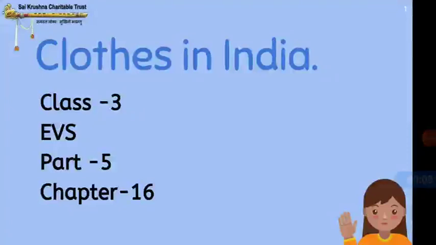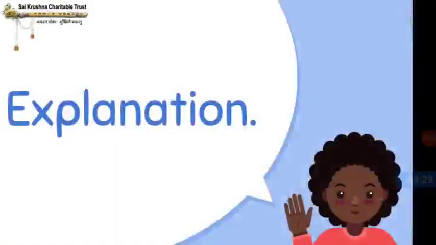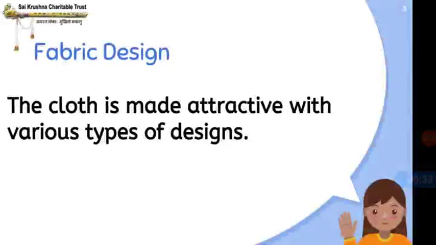Class 3 EVS Part 5 Chapter 16. In Part 4 I have explained to you about fabric dye. There are 3 basic or primary colors, that is red, blue and green, secondary colors and natural or vegetable colors. So in this part let us have the explanation about fabric design.